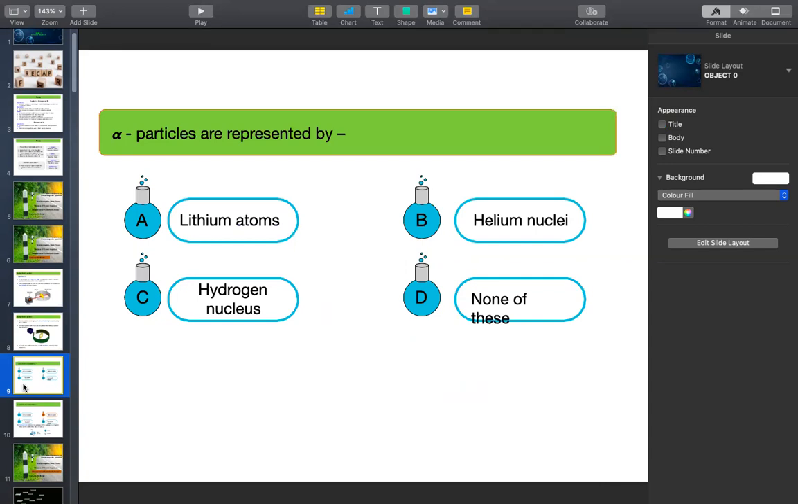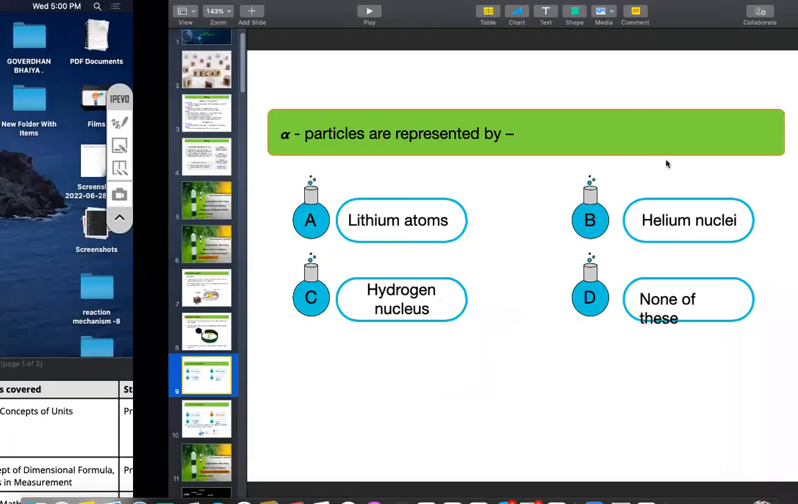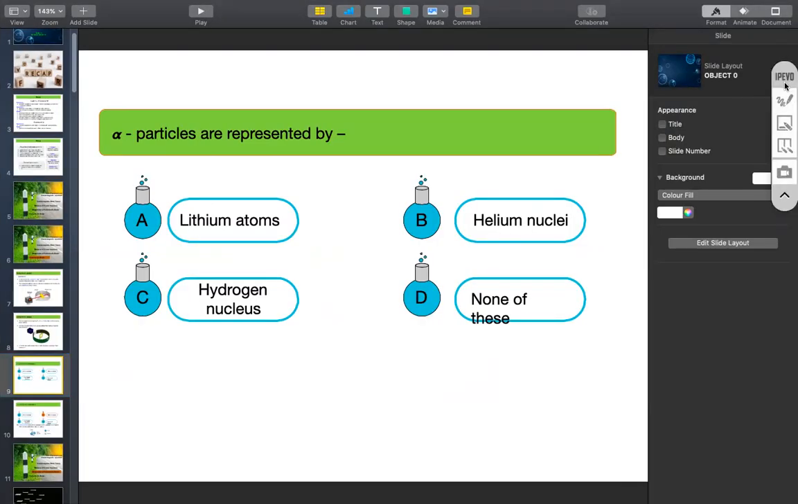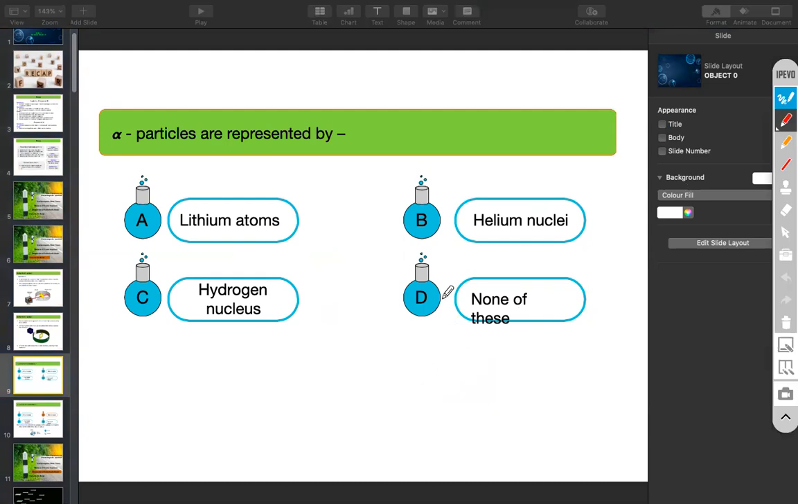Helium 2 plus is the answer now, right? So answer should be none of these, right? Yes or no? Arey my dear, the answer is B only, not none of these. Because helium 2 plus is nothing but helium nucleus only. Neutral helium has 2 electrons, so if you remove 2 electrons, it becomes helium 2 plus. That's it.